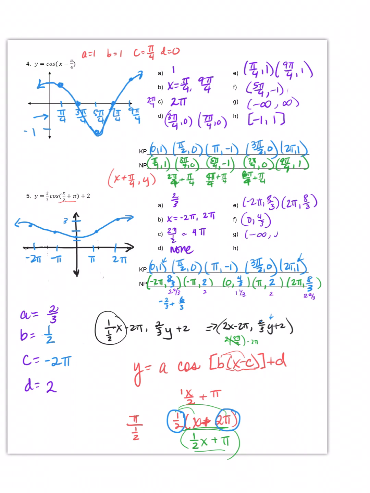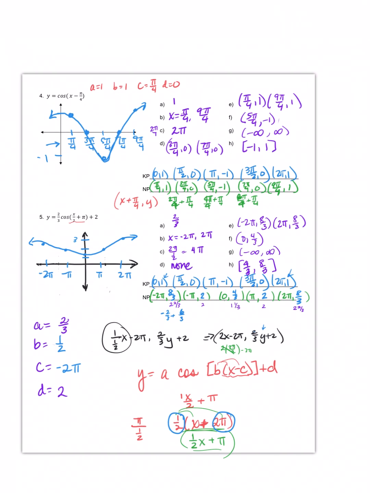Domain, it's a continuous curve, so it's -infinity to +infinity. And then lastly, range. Very small range, isn't it? 4/3 to 8/3. Very, very small. Okay, so hopefully you'll see similarities on how we transform these graphs. Cosine and sine are very, very similar. They have the same period length, different points to start with, but the process is the same. So hopefully you're getting this. Let me know what questions you have and how I can help you in class.